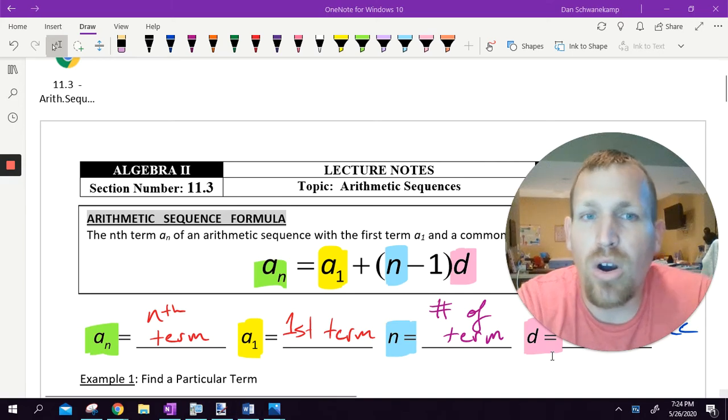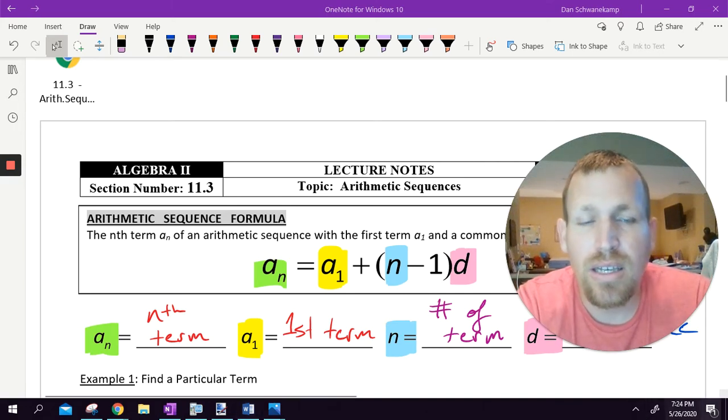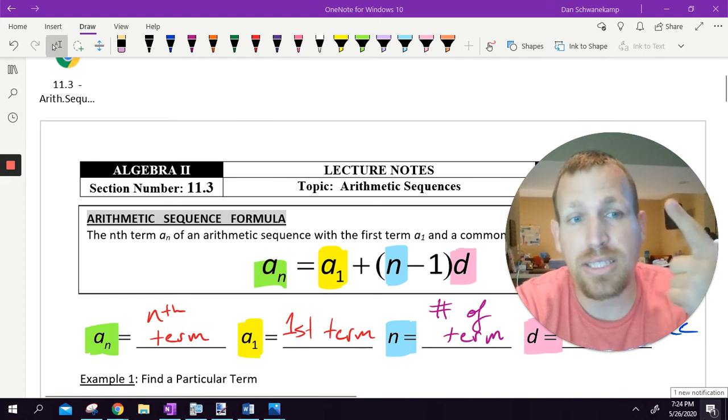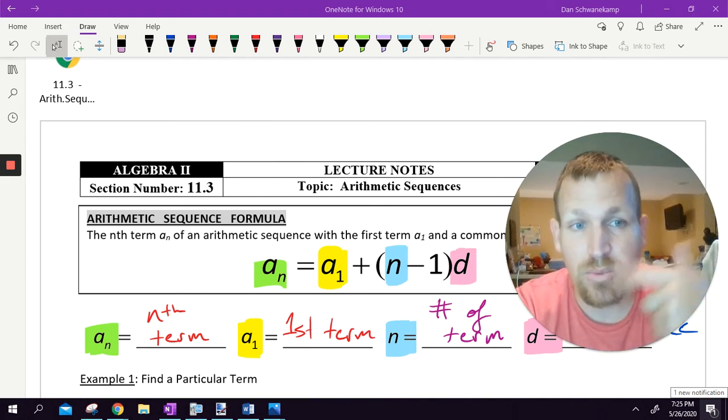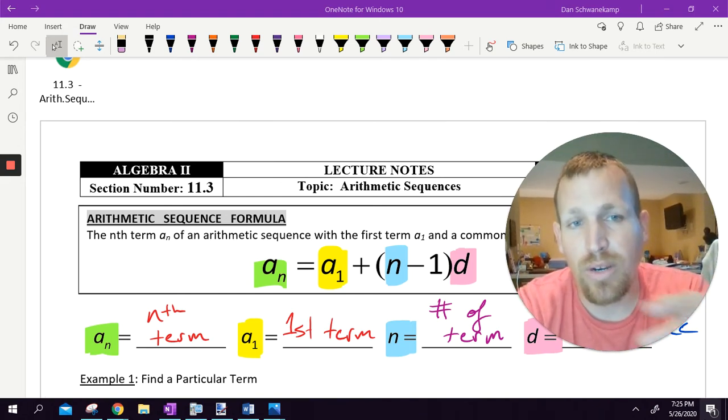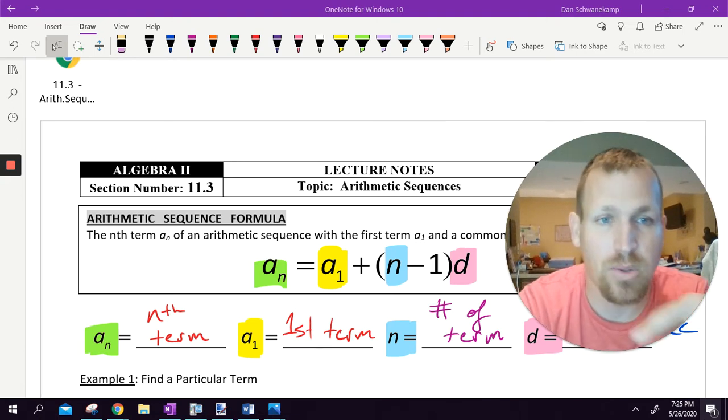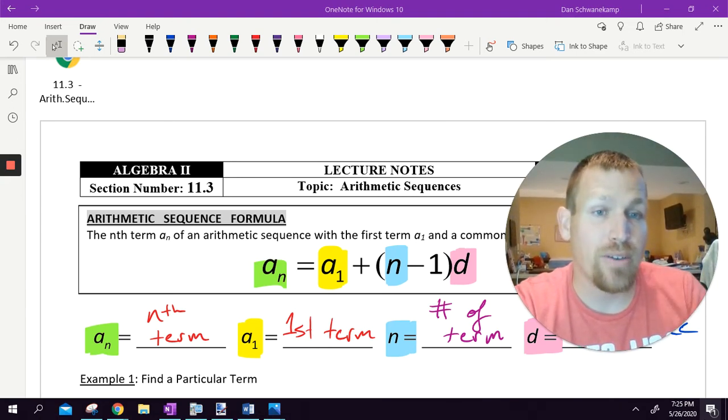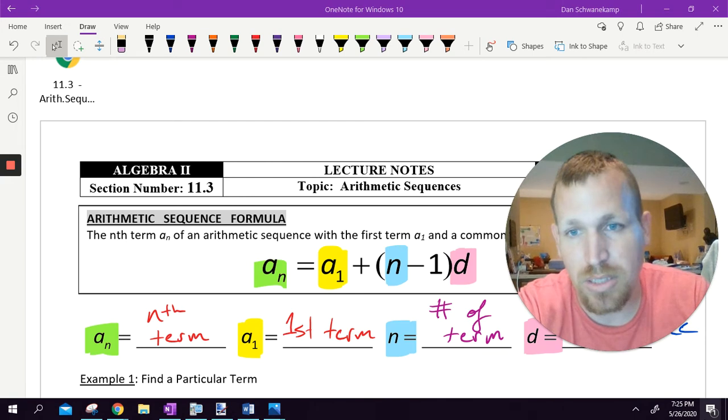Guys, we are down to our last two sections. This whole chapter is called Sequences and Series. We've done sequences, we've done series. Now we're going to focus on more specific sequences and series. So first we're going to do arithmetic sequences and series, and then geometric sequences and series.